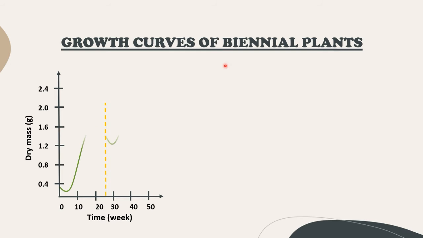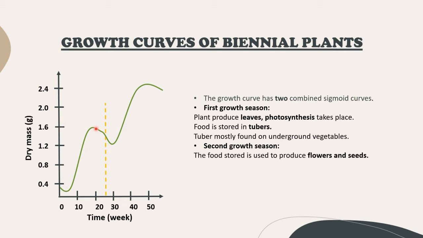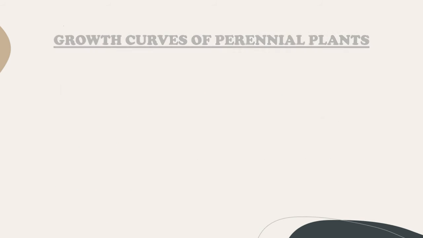For growth curve of biennial plants, as we can refer to the graph, there are 2 combined sigmoid curves. For the first growth season, plant produces leaves and photosynthesis takes place, and the food is stored in tubers. Tubers are mostly found on underground vegetables such as potato. And then second growth season. During the second growth season, the food stored is used to produce flowers and seeds.